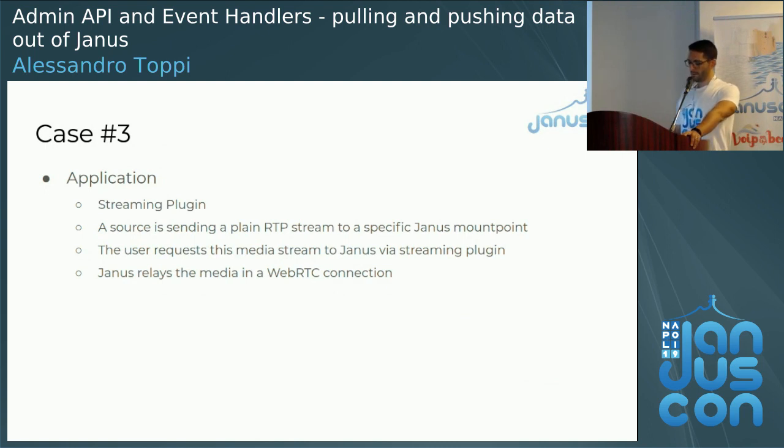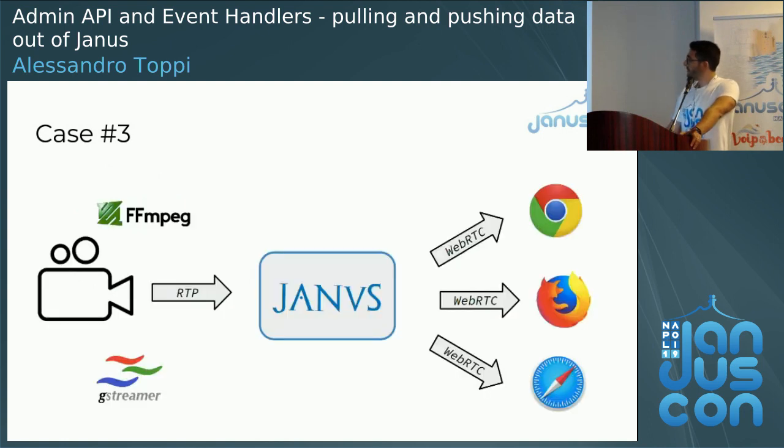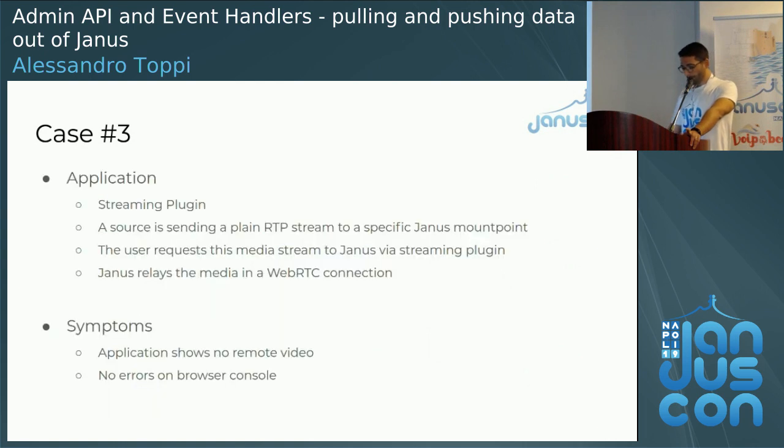Case number 3, we switch into another application. It is the streaming plugin. And for those of you who are not familiar with this, Janus is just relaying an RTP source coming from an FFmpeg or GStreamer pipeline or another process generating RTP, and then it's relaying this stream through WebRTC to the client requesting it. We had the same symptoms as before.